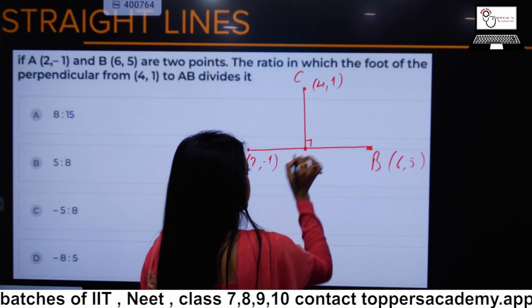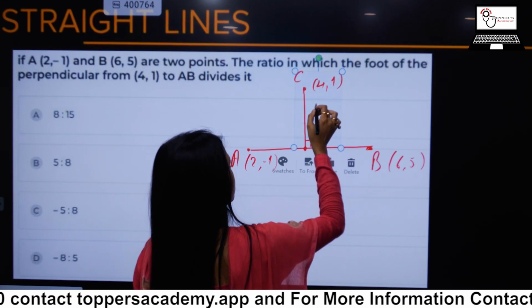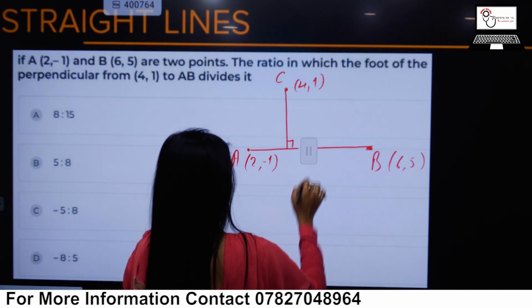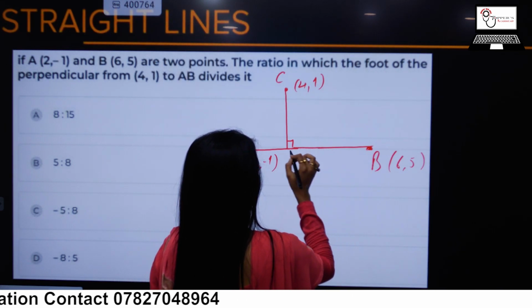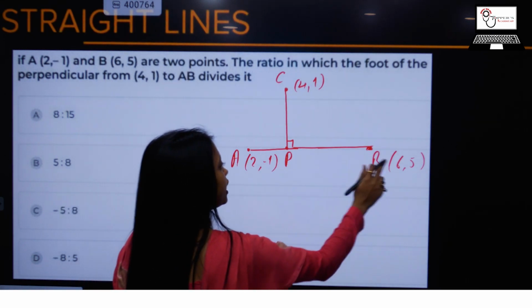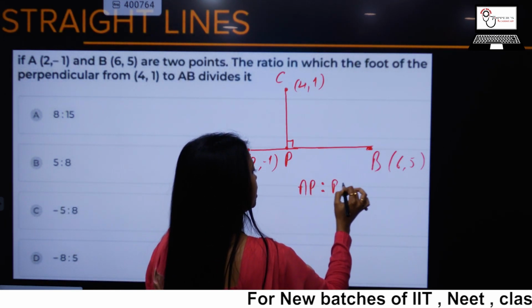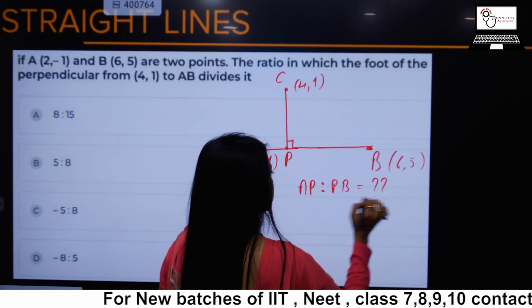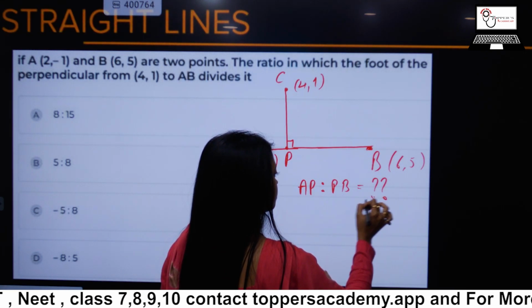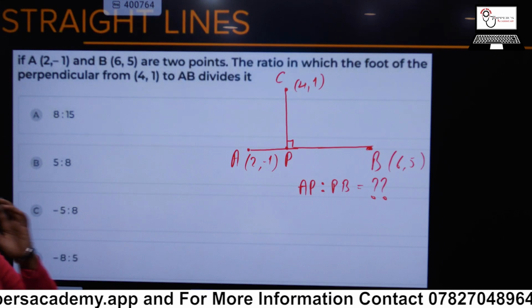Now, the foot of this perpendicular, let it be P. It divides your AB in what ratio? Matlab, AP ratio PB is equal to what? That is the question.